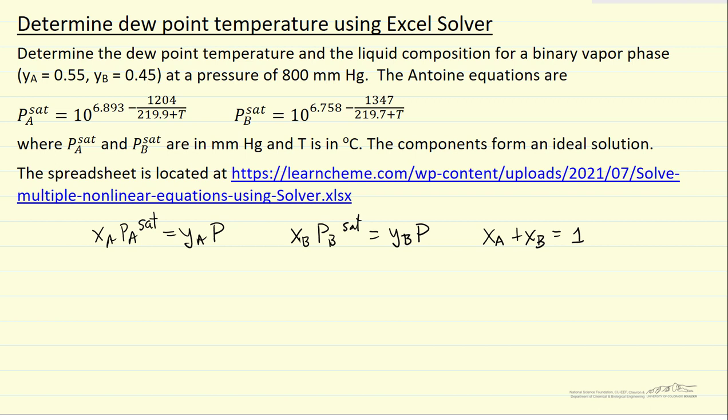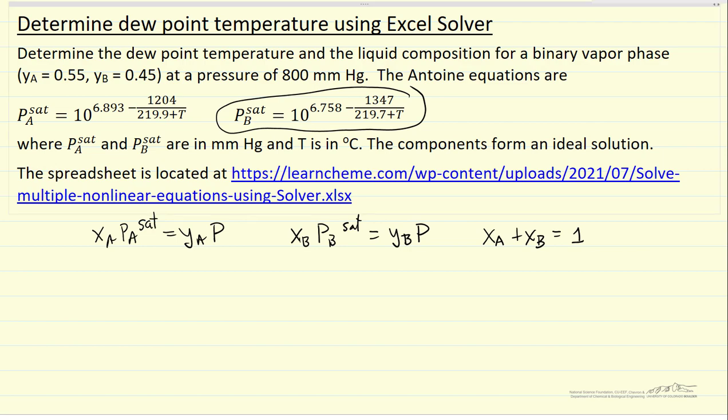Easiest way is to put this in an Excel spreadsheet and use Solver, because this expression makes the equations nonlinear. Rather than trying to solve for temperature manually, it's much quicker and more accurate to just use a spreadsheet. And we'll do that, and I'll show you the spreadsheet now and then show you the solution.